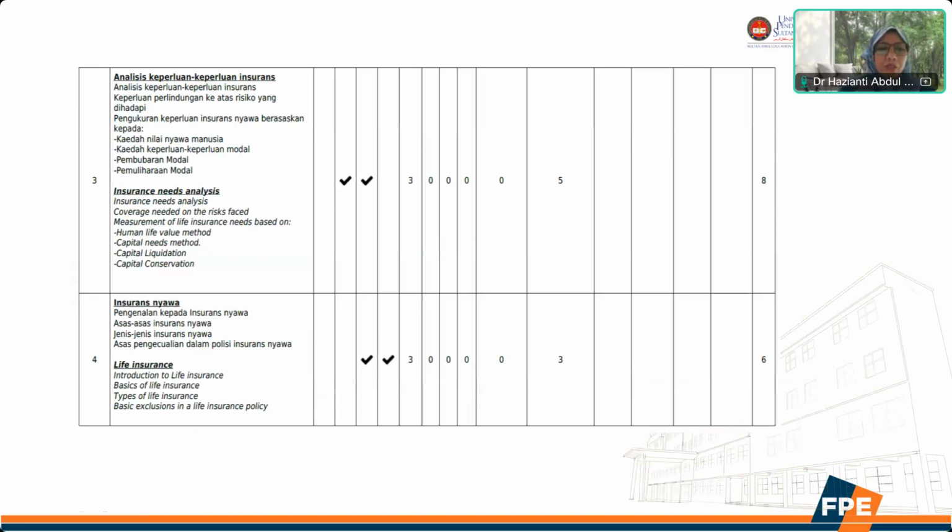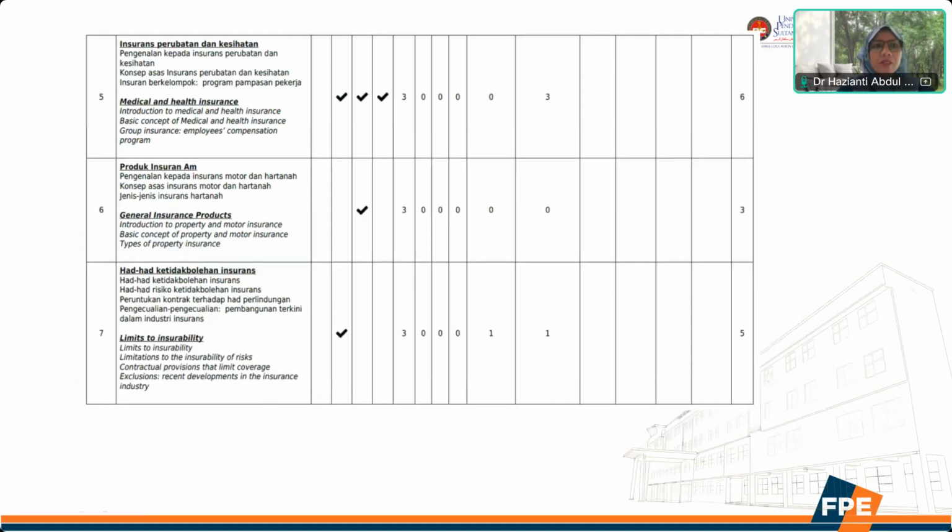And then we'll go straight to life insurance. So here you will learn about the basics, the types, and also what is actually covered under the life insurance topic. After life insurance, we are going to look at medical and health insurance. So here you will learn about the different types of medical insurance, the health insurance, the benefits, because some of the medical and health insurance also have a portion for protection, right? So here you will learn about all those things.